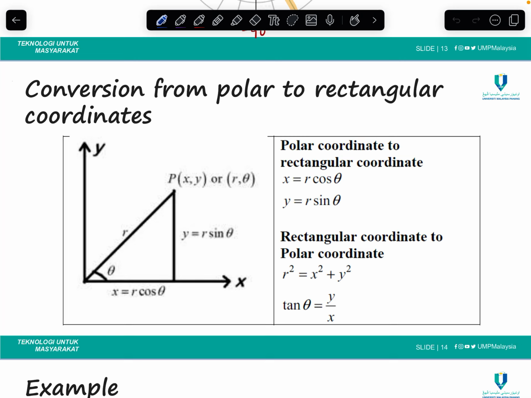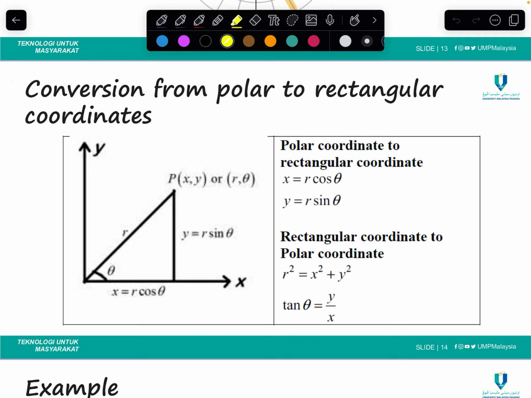Conversion from polar to rectangular coordinates. We have formulas for how to convert from polar to rectangular: x equal to r cos theta and y equal to r sin theta. In contrast, to transform from rectangular to polar, we need to use these two: r squared equal to x squared plus y squared, and tangent theta equal to y over x. This formula can be found in the Math Formula book on page 42.